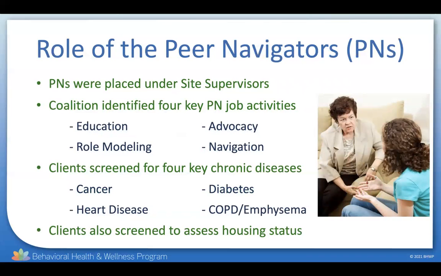And also through the coalition, we identified 4 key peer navigator job focuses or activities. So the peers were designed to provide education to the clients they serve. This education was about 4 key chronic diseases that we also chose to focus on in this project. You can see those 4 diseases below: cancer, heart disease, diabetes, and COPD / emphysema. So they provided education about those different diseases. And a lot of the peers took it upon themselves to learn some of the basics about these diseases, and therefore were able to even go beyond and help the clients that they serve further.